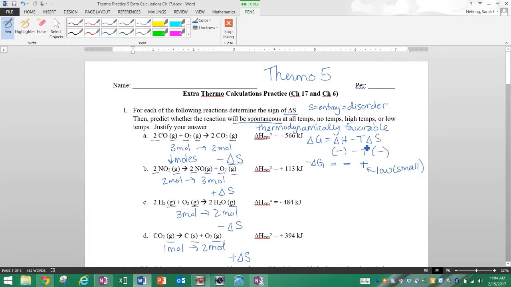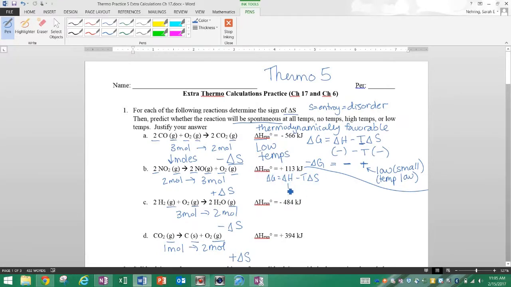So that is more likely to happen at low temperatures, right? Because temperature is part of that second variable. So if I decrease the temperature, it's going to make that second number smaller, which is going to make G more negative. So this reaction is more likely to occur at low temperatures. Okay, let's think about this next problem. So same equation, delta G equals delta H minus T delta S.